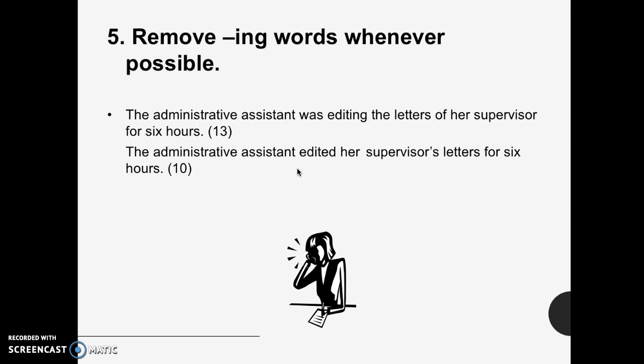And do be careful, because you can't always do that. Sometimes you need the was or the are in front of the verb in order for it to make sense according to tense. So do be careful of that. But a lot of times you can reduce these ing words.